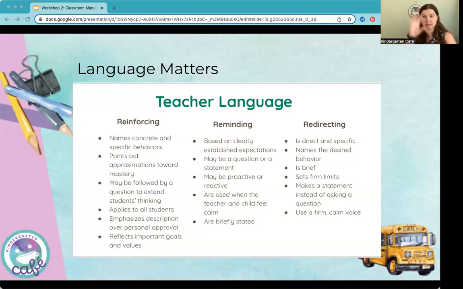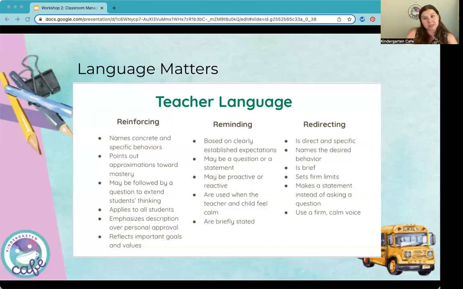So these categories here we'll get into a little bit. Reinforcing, reminding, and redirecting are all from the Responsive Classroom, and they have a book called The Power of Our Words, and I would highly recommend it. I honestly look at it every summer as a refresher, or if I've had a particularly challenging group and I feel myself slipping, I pull this out and I look through this.